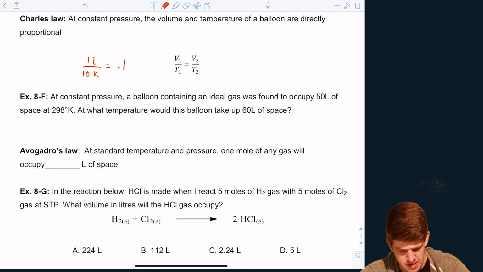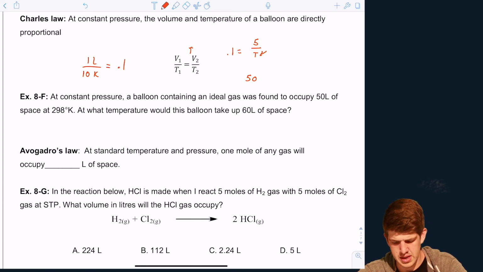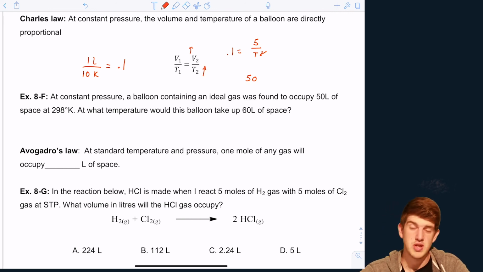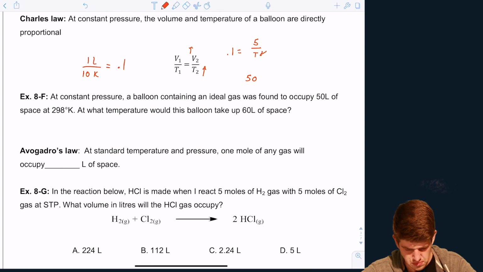So now, if I want to increase the volume and I change that to 5, 0.1 is equal to 5 over T. Well, now my temperature needs to be 50, so that 5 divided by 50 equals 0.1. So as I increase my volume, I also increase my temperature.